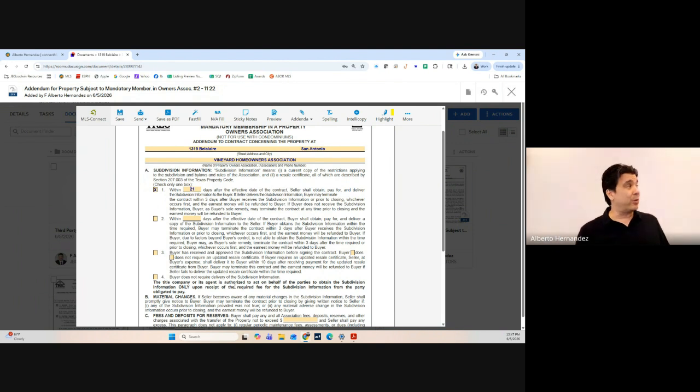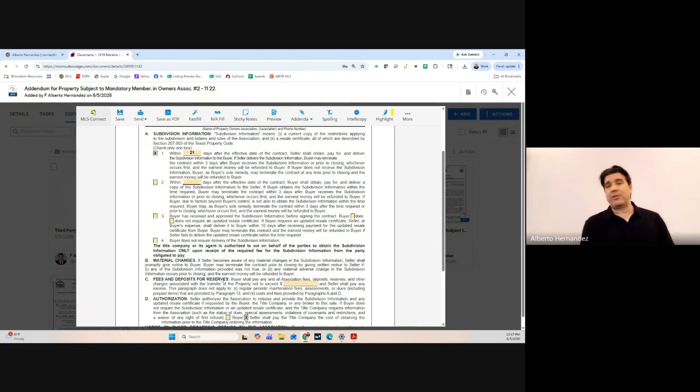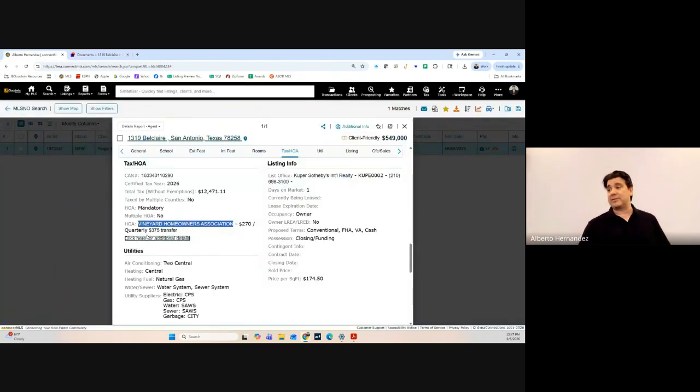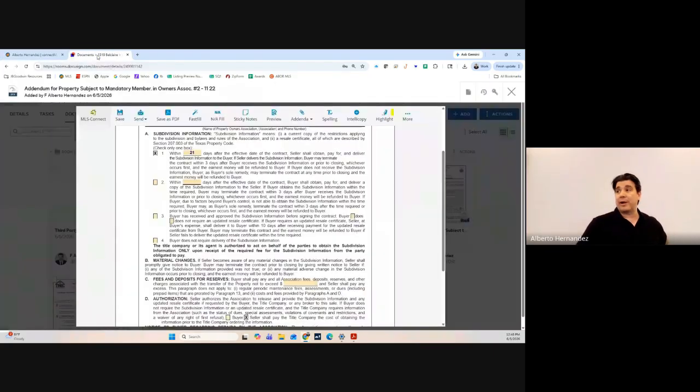I say, well, my brokerage does, and we're going to check this little box for you to say that you don't need it, right? Now, C is talking about the transfer fee. The transfer fee is the responsibility of the buyer. That's Texas Property Code. And here in the MLS, it says that it's $375. It says Vineyard Homeowner Association, $270 quarterly, so that's what they pay every quarter, and then $375 transfer fee on there. So I would write $375 here.